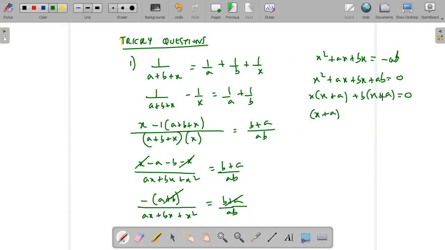So here I'll combine this, I'll get (x plus a) and (x plus b) as 0. Equate each of the brackets to 0, and therefore what will happen? I'm going to get the value of x as negative a and negative b. So these are my answers. x is minus a and minus b. In some reference books, you will also find instead of a and b, p and q: 1 by (p plus q plus x) is 1 by p plus 1 by q plus 1 by x. Procedure is entirely same. So there you will get x as minus p and x as minus q.